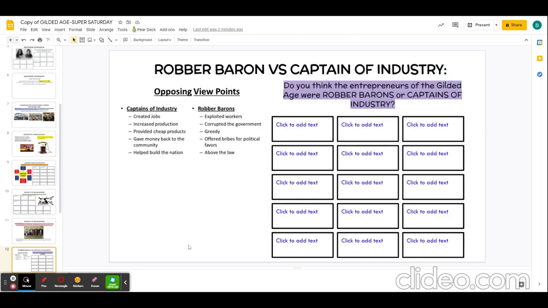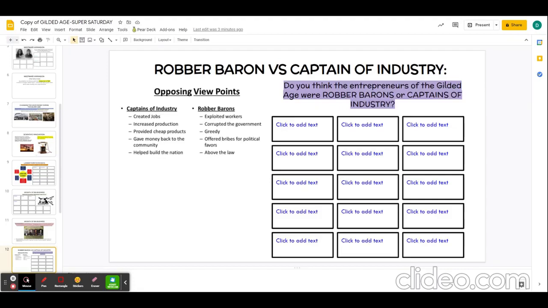And so over here, you can kind of see what defines each. I tell my kids to keep the C's and the R's together. When you're looking at C, captain of industry, these are the ones who are more into charity. So creating jobs, doing better prices for consumers, giving money back to the community. And the best example of that is Andrew Carnegie. So captain of industry, charity, Carnegie.